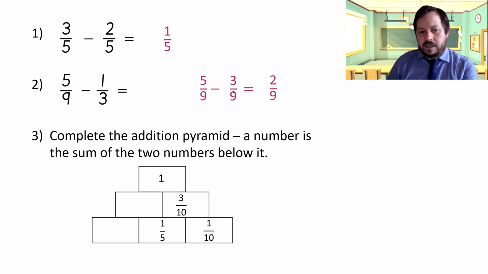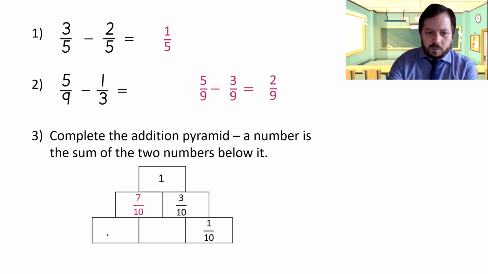And then there's complete the addition pyramid. The number is the sum of the two below it, but obviously we're missing the ones down here, so we have to do a subtraction from 1, take away 3/10 and work our way down. Well, 3/10, 7/10 and 3/10 will make 10/10, which is 1, and then 1/5 is the same as 2/10, so we need another 5/10, and that goes there. So it's just seeing what we can do. By the end of it, you should be able to do all of this. Okay, so let's have a look.